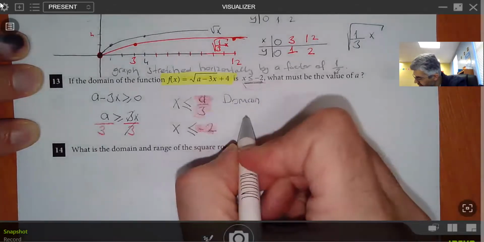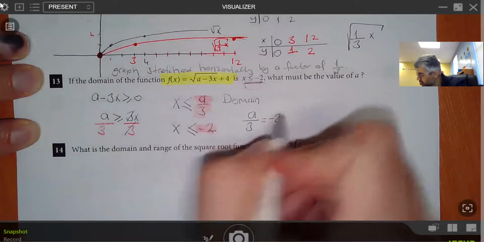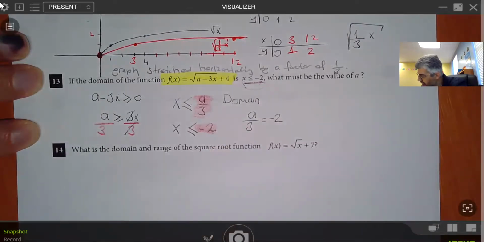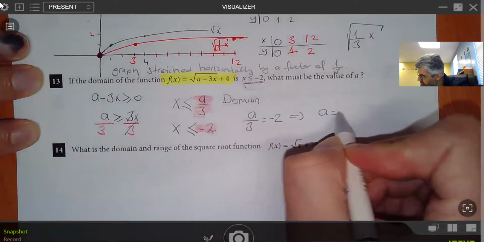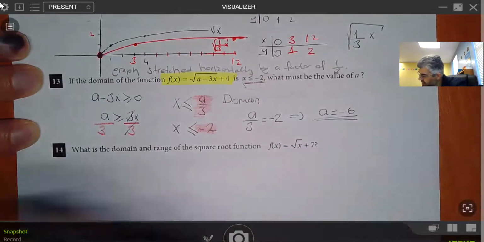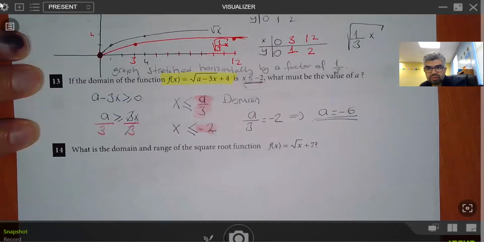So I take a over 3 equal to -2. Then I solve it for a. I multiply both sides by 3, or I make cross multiplication. From here, a is equal to -6. What must be the value of a? Here it is. A must be equal to -6.